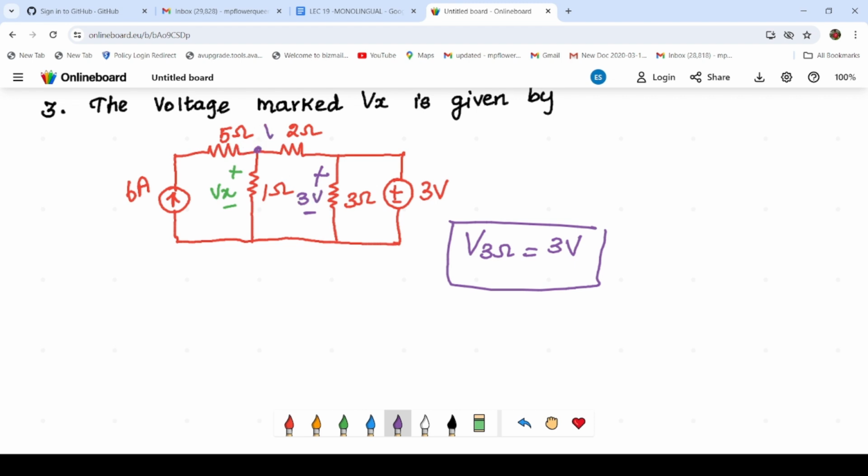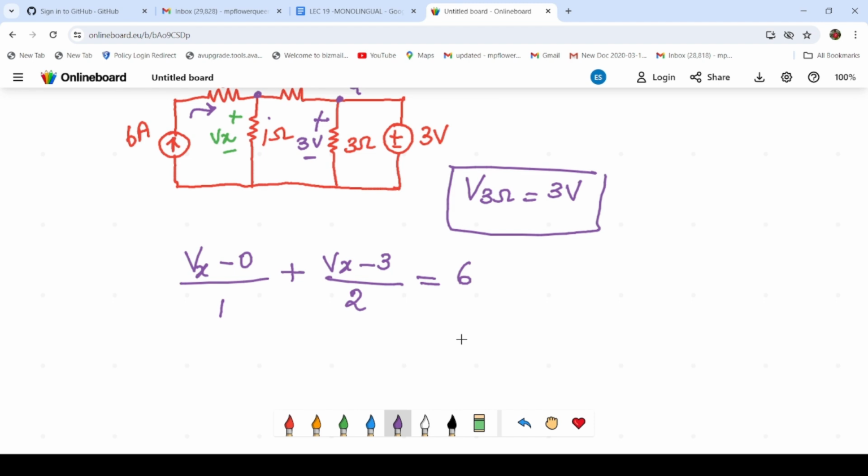So what is the voltage here? Vx. What is the voltage here? 3 volt. So how to write this? (Vx minus 0) by 1 plus (Vx minus 3) divided by 2 equal to, here the current is incoming current, so I put a negative value, or write it on the other side, 6.